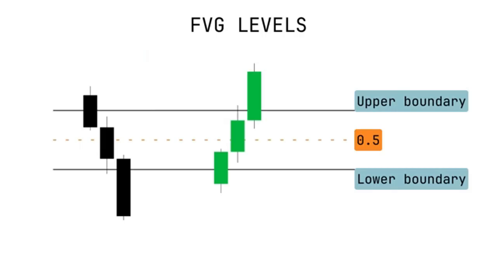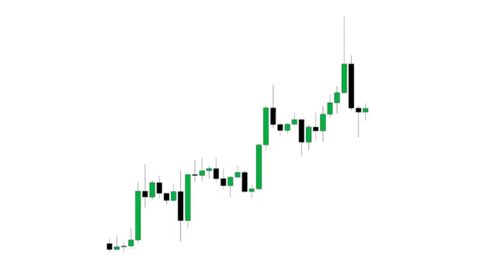This would be considered an inverted fair value gap, which may indicate a continuation of the movement. Everything else is permissible, but again, much depends on the context. Let's look at a couple of examples on a real chart and then move on to the next tool.